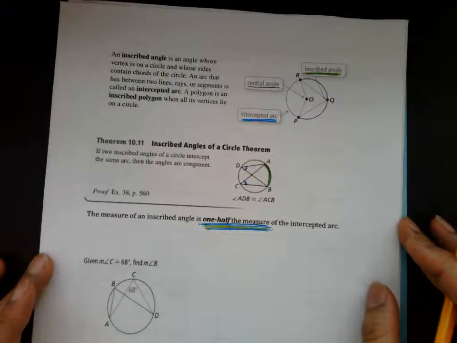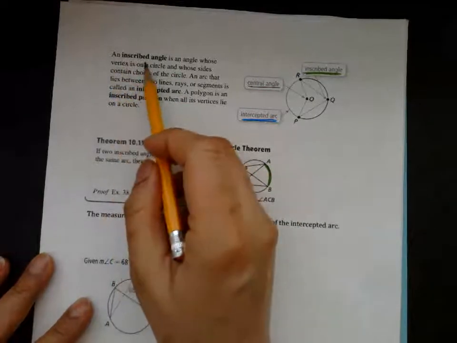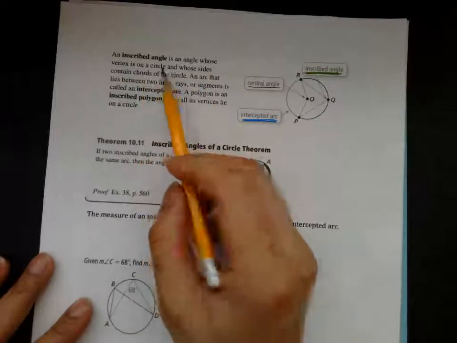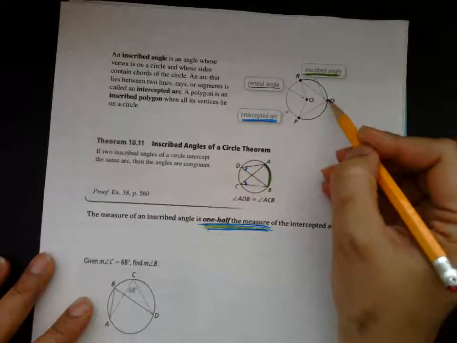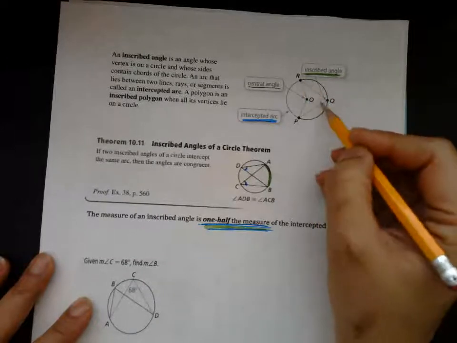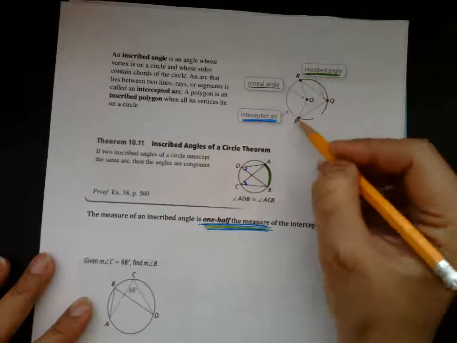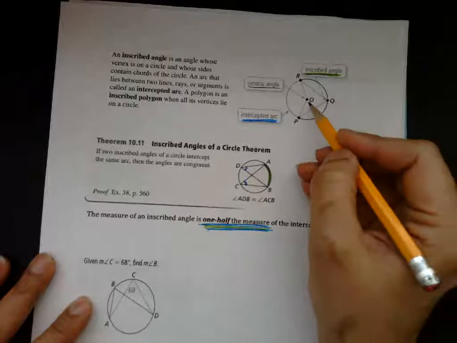Okay. Inscribed angle. Inscribed is inside. An inscribed angle is an angle whose vertex is on the circle. Here is the vertex, and these two segments form an angle. Because this angle is inside the circle, this is an inscribed angle.